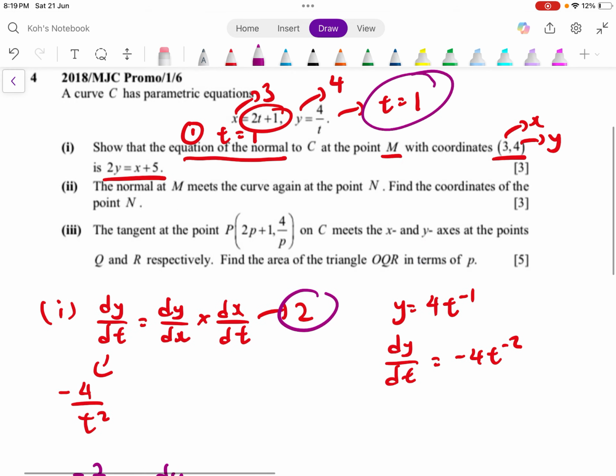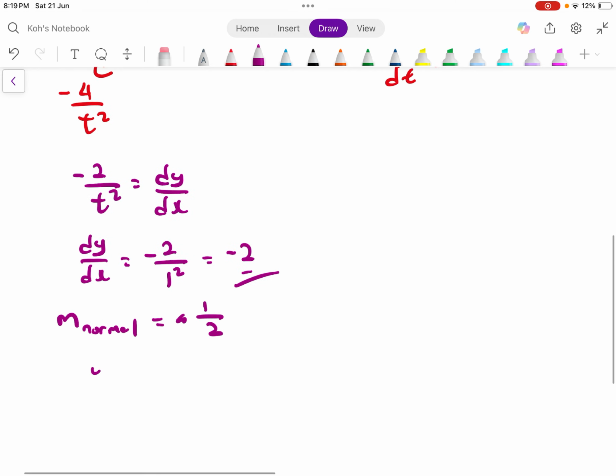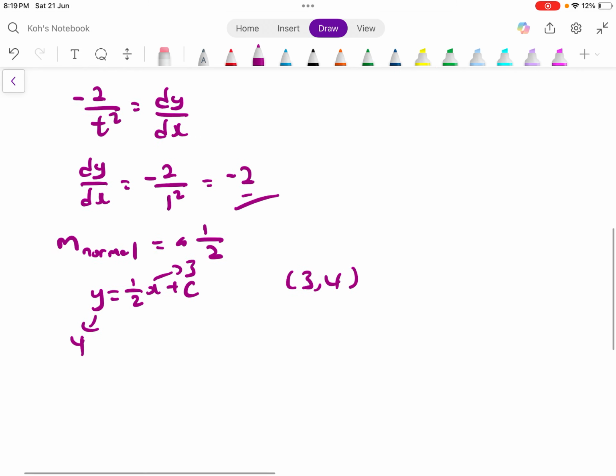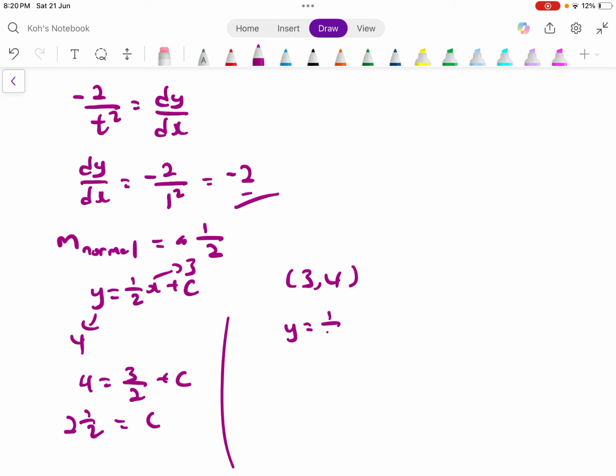Then of course, we know that the normal is cutting (3, 4), so straight away I can get the answer. y equals half x plus c. Sub in (3, 4): 4 equals 3 over 2 plus c. So c is equal to 4 minus 1.5, so it's 2.5. So the equation of the normal is y equals half x plus 2.5.